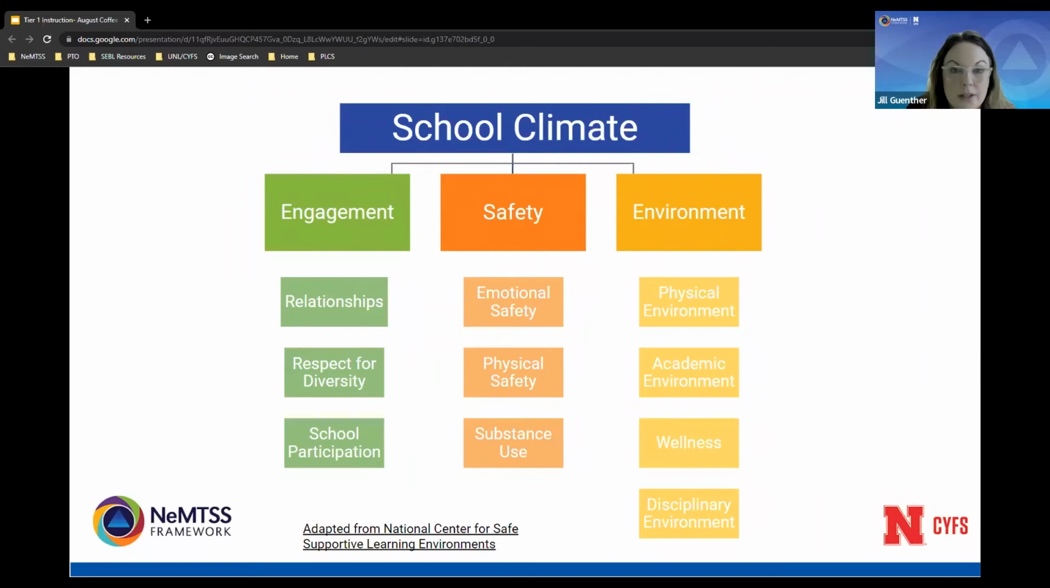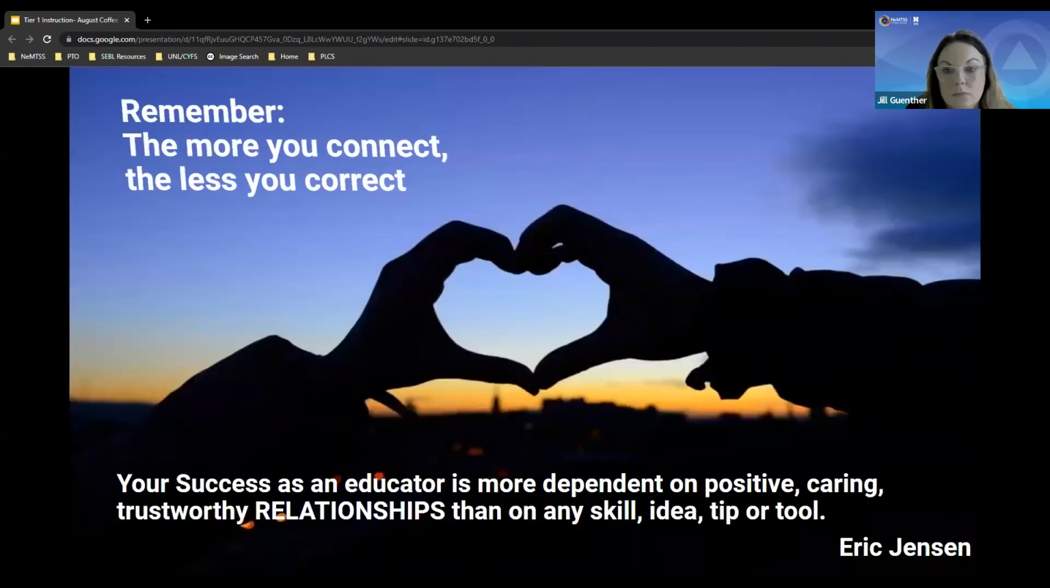And research has shown that positive school climate has a direct correlation with increased attendance and achievement and retention, and then graduation rates as well. This is just a nice little quote that we wanted to add in there because it really goes along with that engagement piece and building those connections and building those relationships. So remember, the more you connect, the less you correct. Your success as an educator is more dependent on those positive, caring, trustworthy relationships than any skill, idea, tip, or tool.